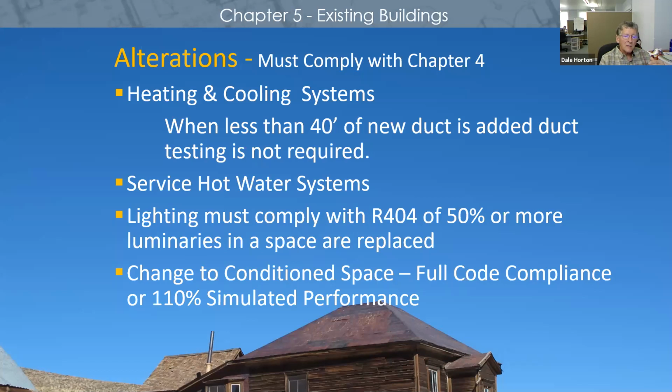Alterations, again: you must test the ducts unless the addition is less than 40 feet in length. You must comply with the hot water system requirements. The lighting must comply with the lighting requirements if you're changing 50% or more of the fixtures in the space. If you're changing less than 50% of the fixtures in the space, then the space does not have to comply with the lighting requirements of the energy code. And once again, if you do a performance approach analysis of the existing building alteration, you're allowed this 110%, this 10% factor of additional energy cost associated with the alteration.